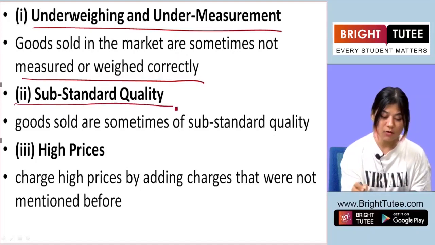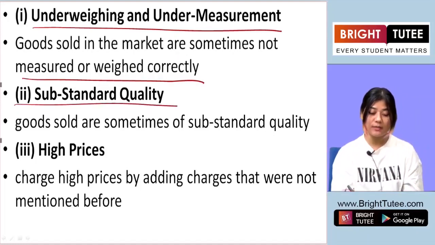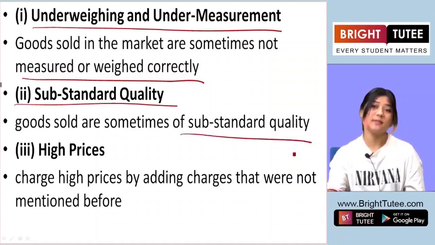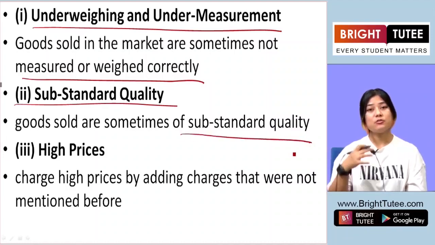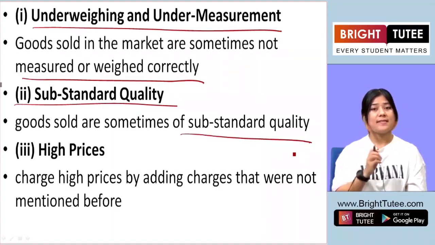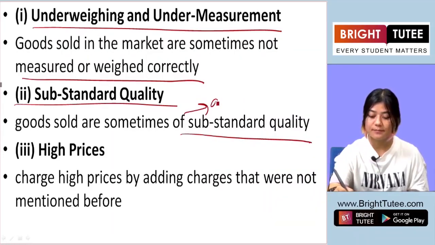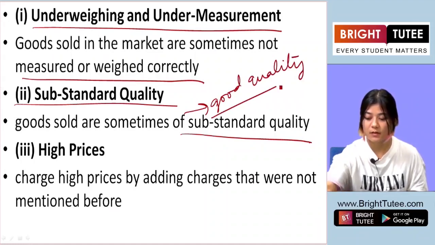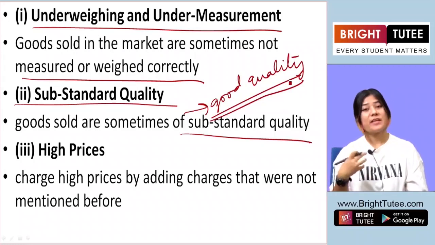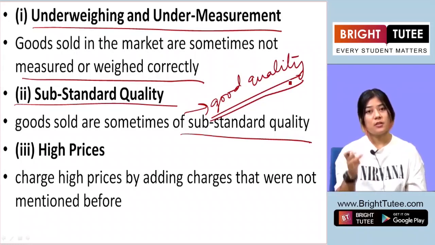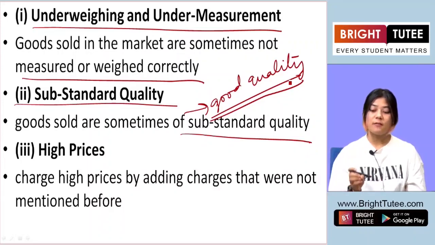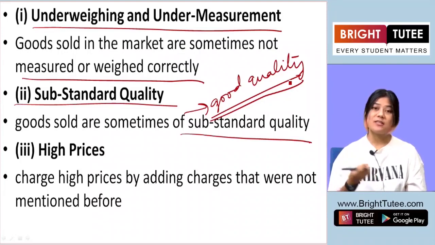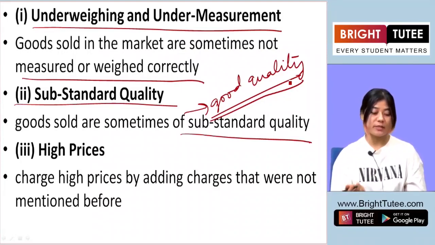It is also one of the ways to exploit the consumers. The second form is called substandard quality. Now, sometimes the goods that are sold are of substandard quality, meaning the goods do not maintain their standard. They are not of good quality. Okay, you pay a very high amount of money for the product, but the quality of the product does not remain good. Okay, it's actually bad.